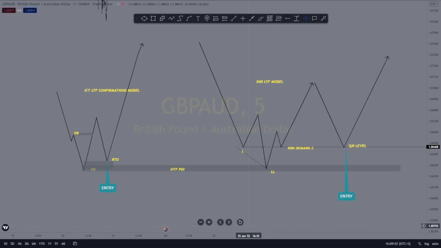You work with the one you see that it's respecting more, and you will see in each pair, maybe you find this pair respects the ICT model, you find this pair respects the SND model, so you have to be very flexible. But I like the SND model, and the reasons I've told you.